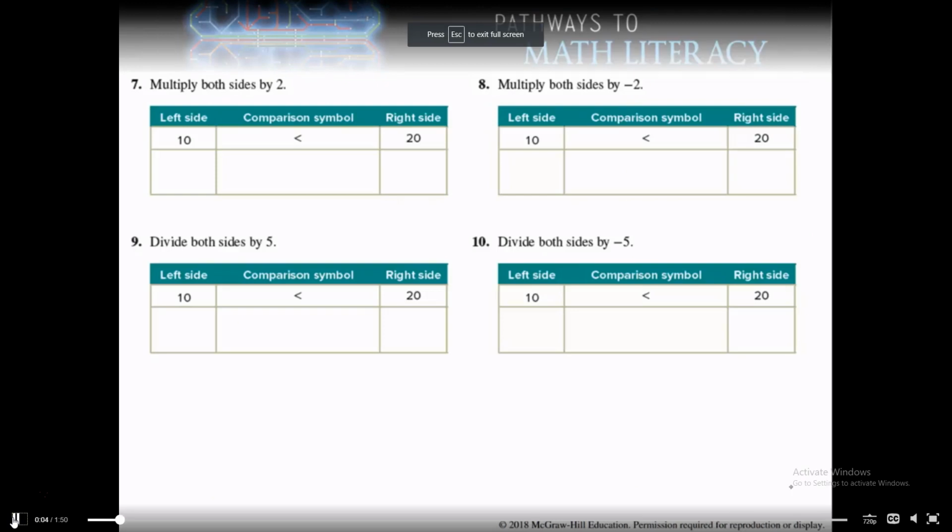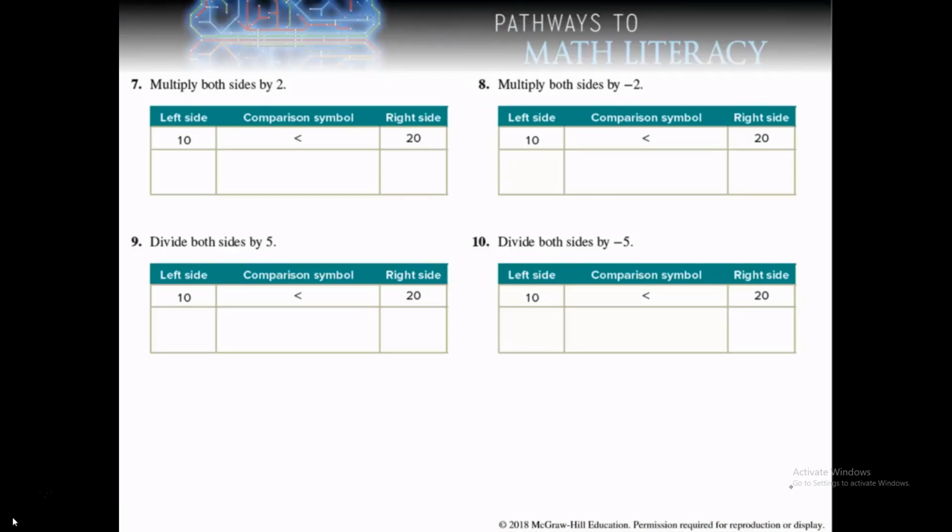We've got another set of inequalities where we're going to perform operations to both sides and see what happens. So in number 7, we have 10 less than 20, and we're asked to multiply both sides by 2. So if we do that, on the left, 10 times 2 is 20. And on the right, 20 times 2 is 40. And 20 is less than 40. So that has not changed the direction of the inequality.